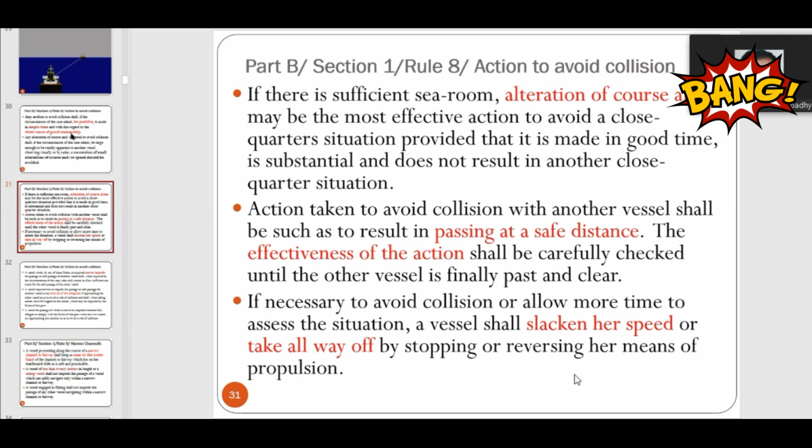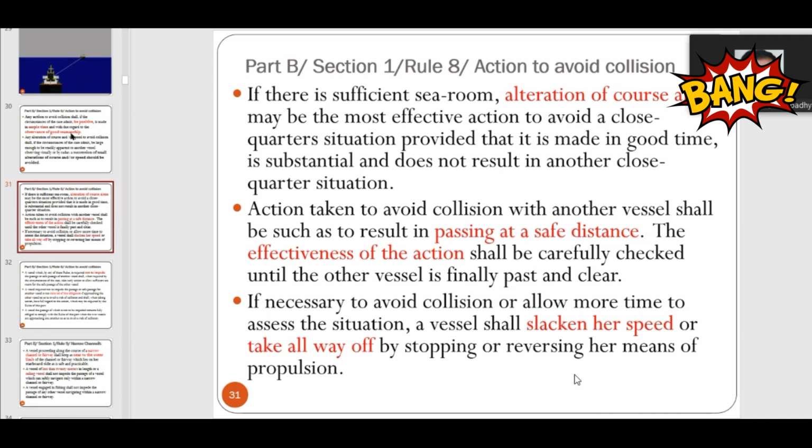And how do you check it? When you see that the vessel is finally passed and clear. When it is finally passed and clear, it means that there is no more risk of collision. So that is the effectiveness of the action. And for that, remember that she is passing clear, but how much distance, how close the vessel passes, that's also a matter. So all this comes under the observance of good seamanship.